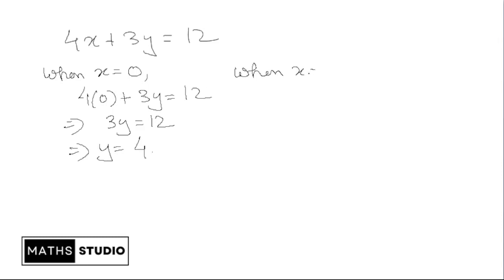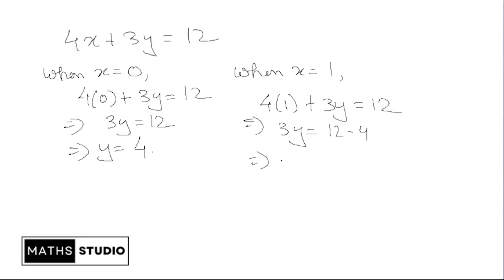When x equal to 1, then what happens? It's not that you have to take 1 itself. You can take 2, 3, 4, anything. 4 into 1 plus 3y equal to 12. This implies 3y equal to 12 minus 4, that is 8. This implies y equal to 8 by 3.